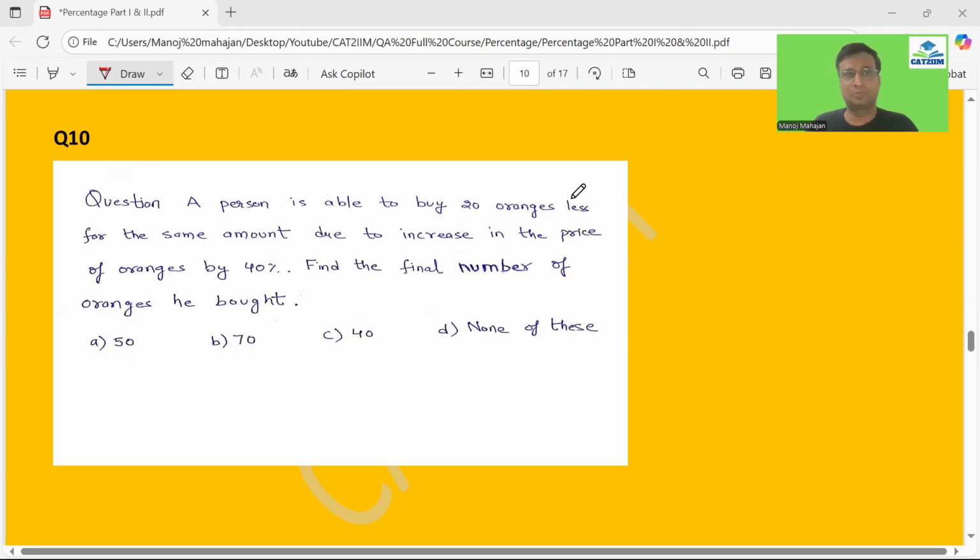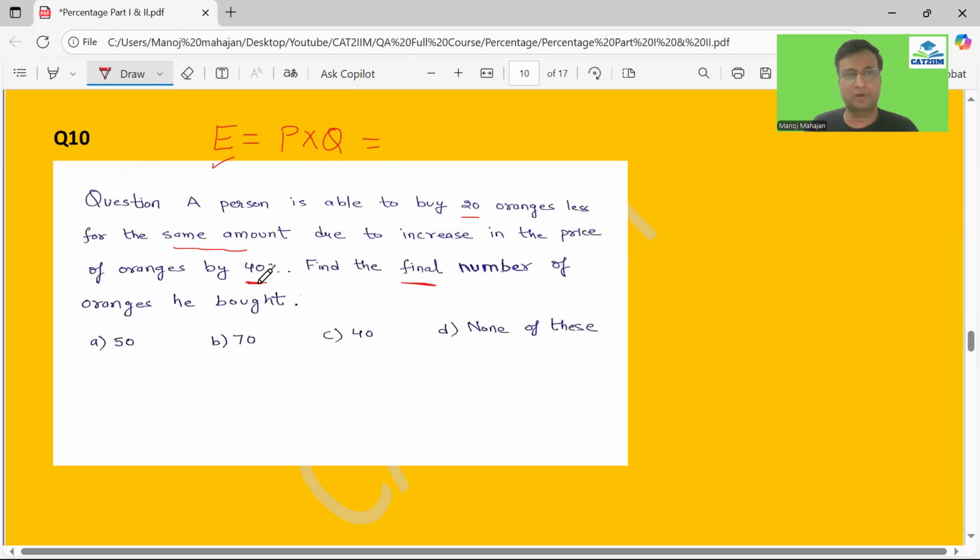A person is able to buy 20 oranges less for the same amount due to an increase in the price of oranges by 40%. Find the final number of oranges he bought. So if you go with a very basic approach, we can look forward to answer it. Expenditure is what? Price into quantity. So this has to be the same, the expenditure.